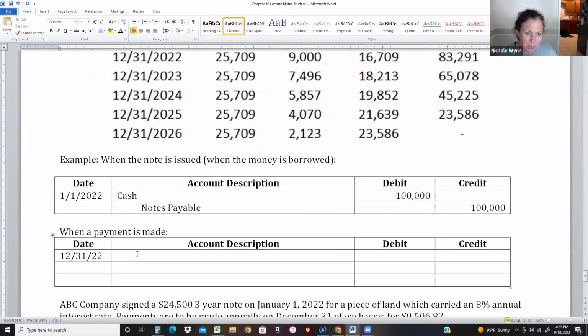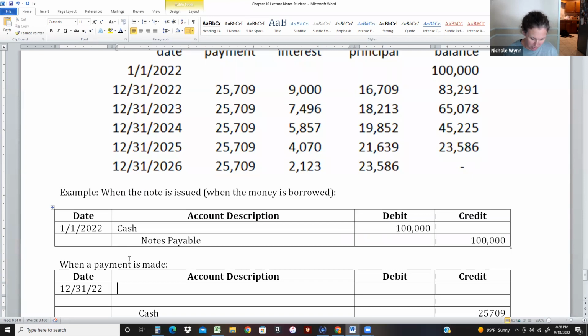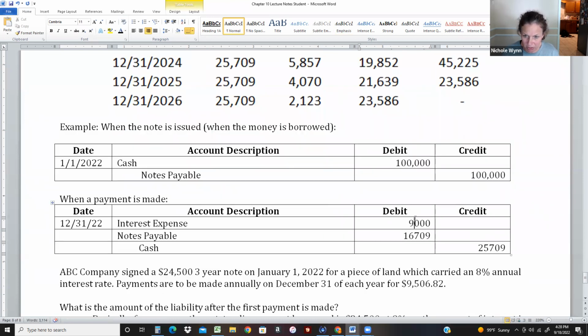Every time you make a payment, some of the payment is going to be interest and some is going to be principal. So our payment in this particular problem, on the third row, is $25,709. Some of the payment goes to interest, so the amount that goes to interest is going to be debited to interest expense. And the rest goes to principal, so that's going to reduce our loan. The amount that goes to principal is $16,709. So what you can see is the debits equal the credits.